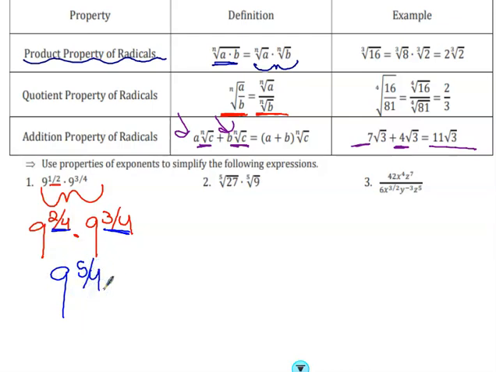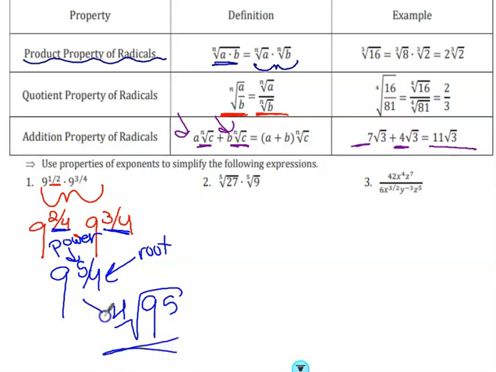You could also write it in radical form. Again, this is the root, and that is the power. So it could be the 4th root of 9 to the 5th. Okay, so you could also write it that way. So those are the two different ways.